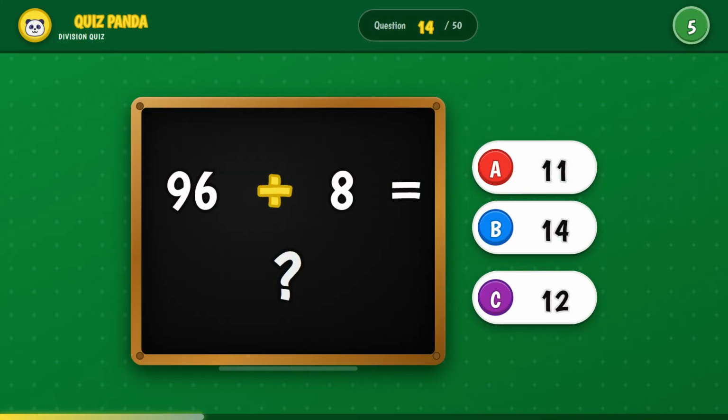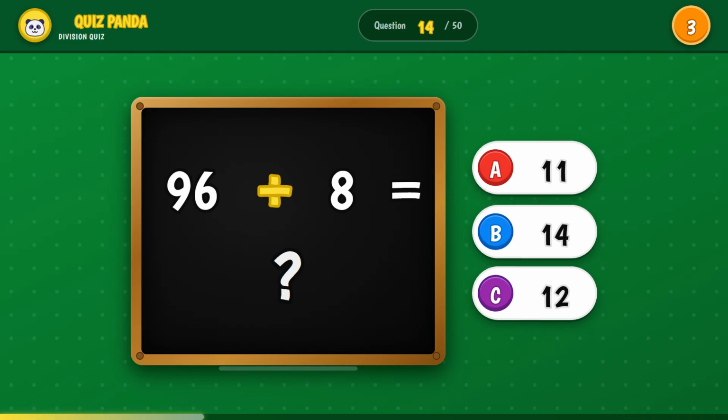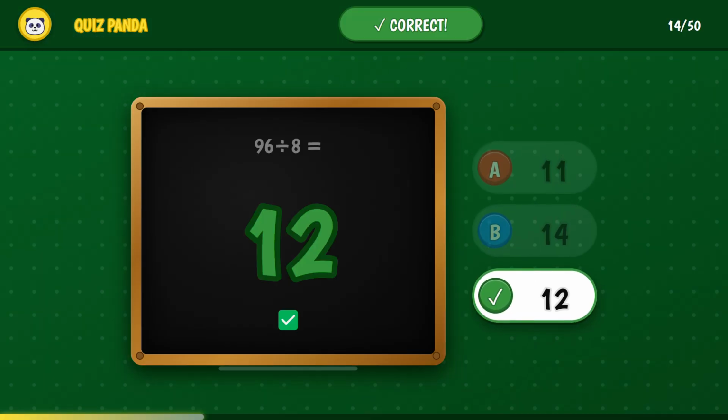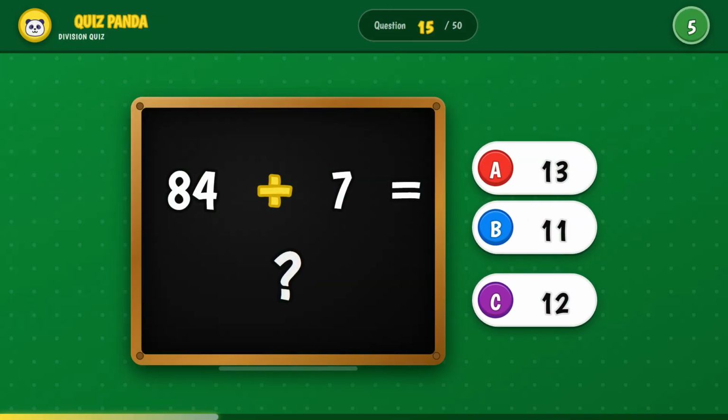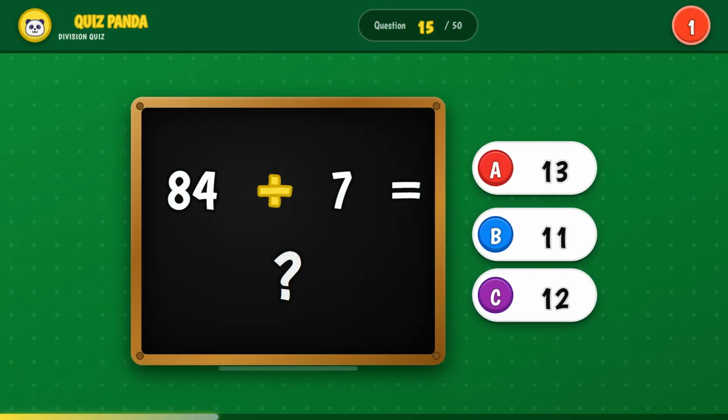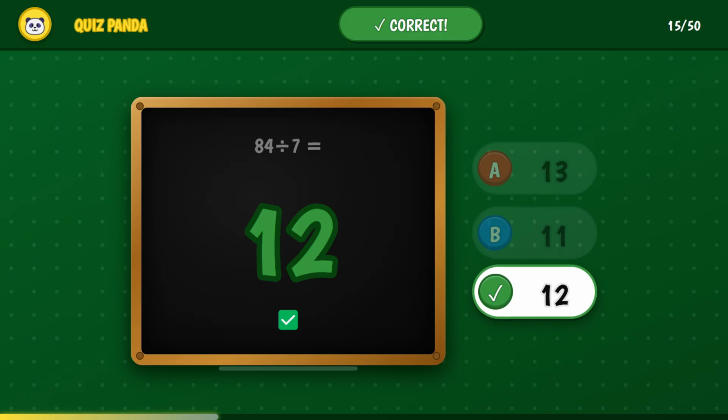Number 14. 96 divided by 8 equals? The correct answer is C, 12. Question 15. 84 divided by 7. What's the answer? The correct answer is C, 12.